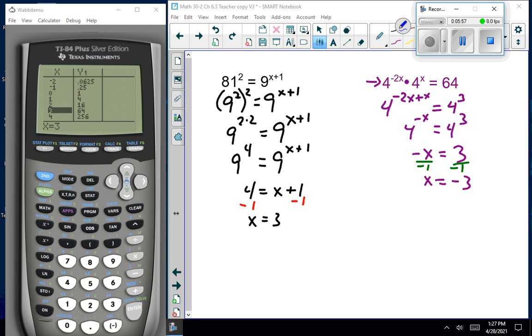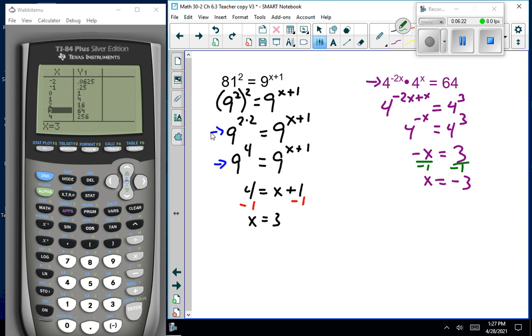Okay, guys. Now, the block one on the left, that's a power to a power, so we multiply our exponents. That's 9 to the 2 times 2, or 9 to the 4, equals 9 to the x plus 1. So here I cancel out my bases. Now, I could have done that earlier. I just forgot. Anyway, 4 equals x plus 1. Subtract 1 from both sides, I get x equals 3.